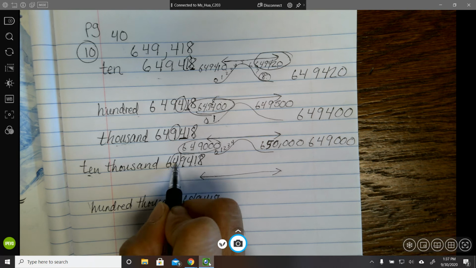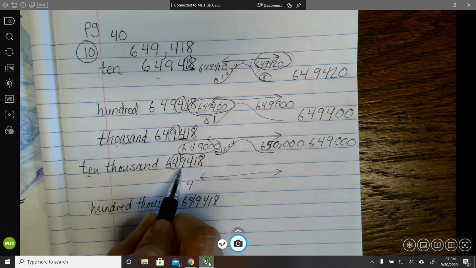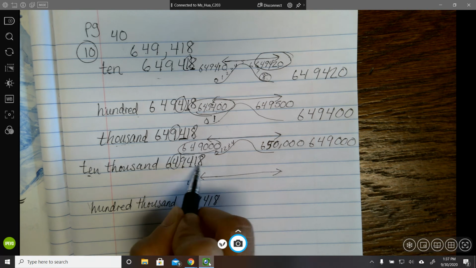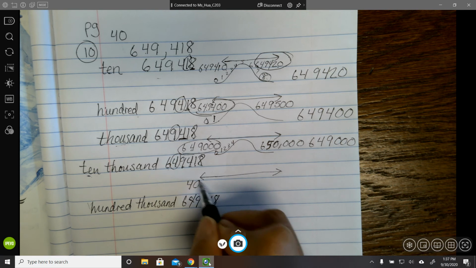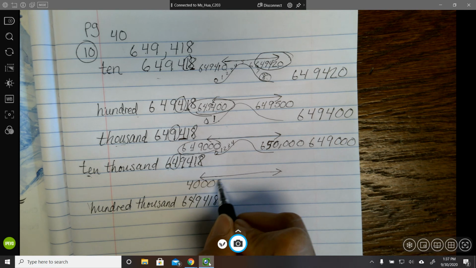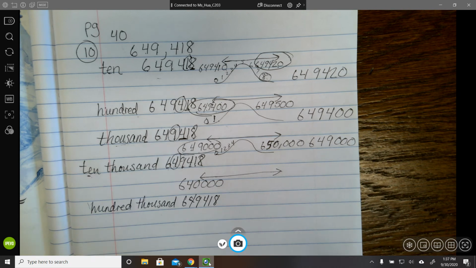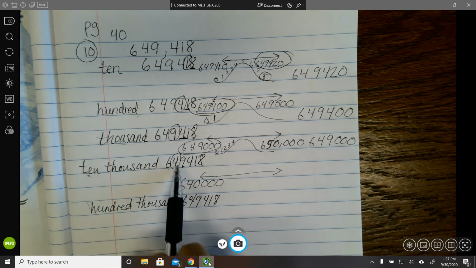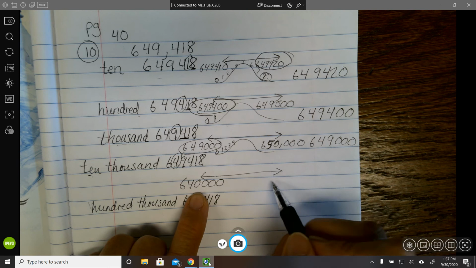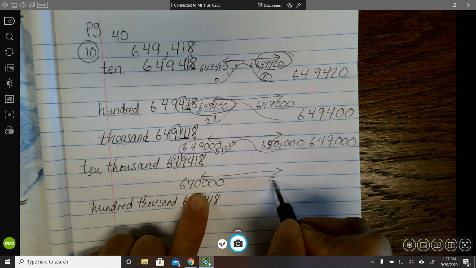I'm going to start with a 4 over here. Figure out how many zeros. 1, 2, 3, 4. Okay? Those are my 1, 2, 3, 4. Now don't forget there's a 6 in front of it, so I'm going to write down the 6 in front of it. So if this is 4, the next 10,000 up is going to be 650,000.